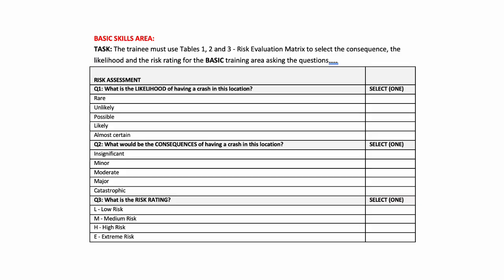So this is the little table that we use at the end, and that is question 1, what is the likelihood? So you select which one you think it is. What would the consequences be? And then you pick which one you think it is. Then you go back to your risk matrix and determine whether it's low, medium, high, or extreme risk.